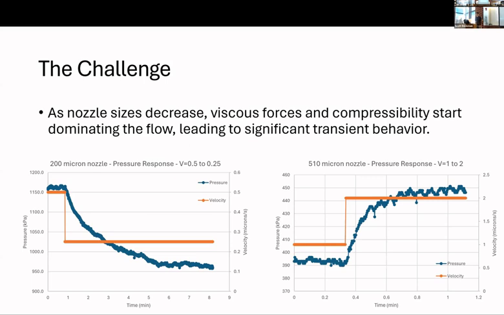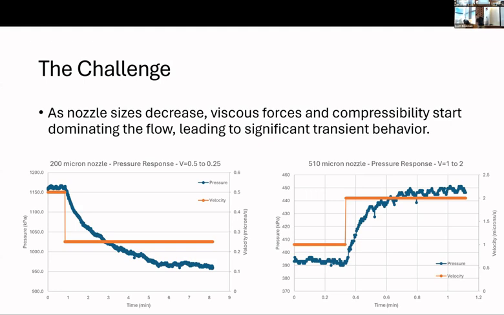So the challenge is that as nozzle sizes decrease, viscous forces and compressibility dominate flow, leading to significant transient behavior. With more complicated inks, we've noticed transients of up to 30 minutes or more with changing a flow rate.